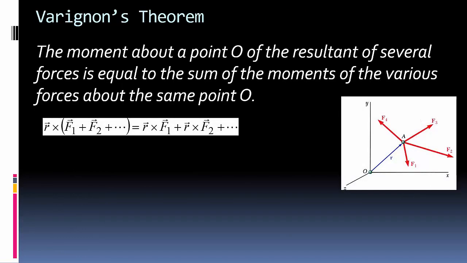Honestly, I'm not sure. It says the moment about a point O of the resultant of several forces is equal to the sum of the moments of the various forces about the same point O. So what in the world is that saying? Okay, this is actually hugely helpful. I know it doesn't sound like it, but it's actually hugely helpful. So what is this saying?